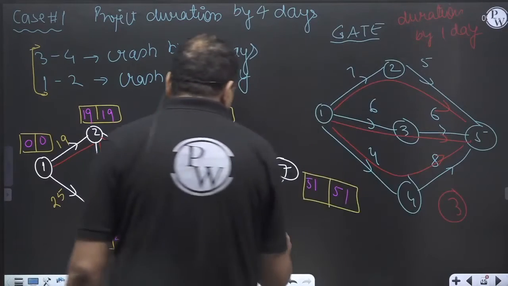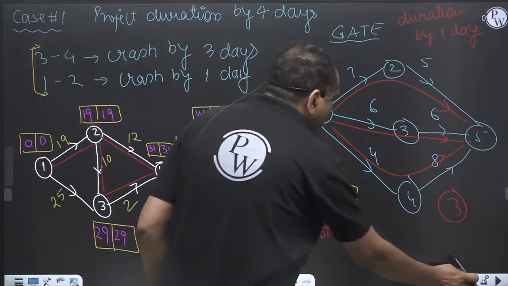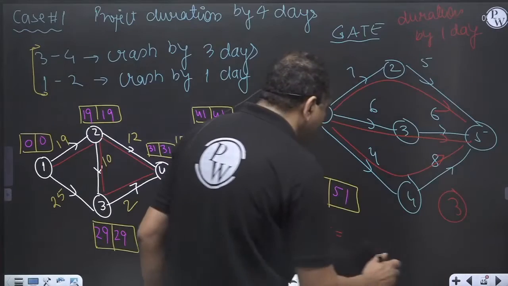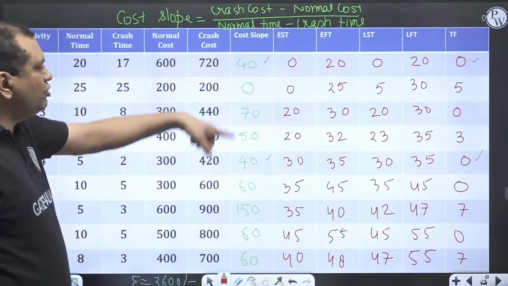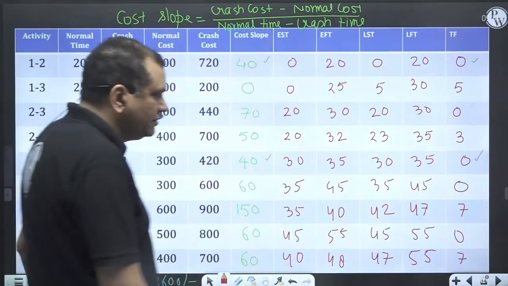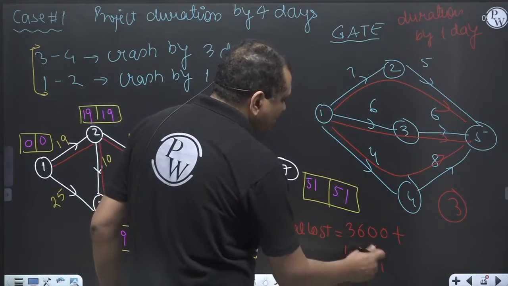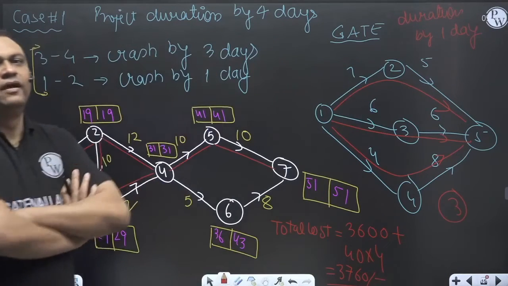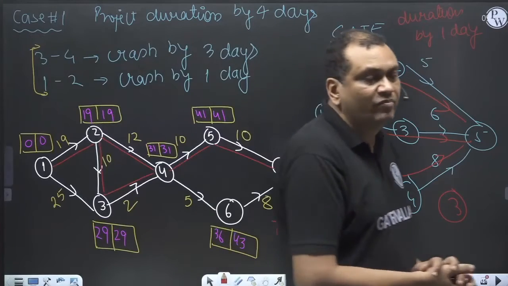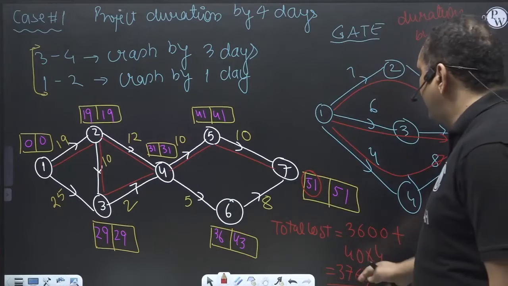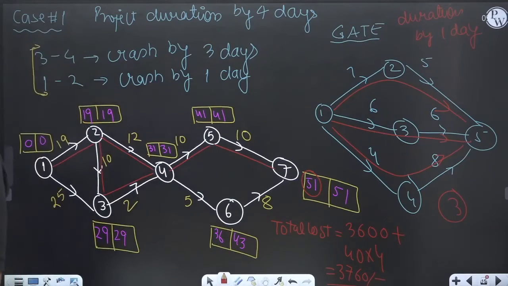So how much will be the total cost? Normal cost was 3600 plus cost slope is 40, and I have done 4 units of crashing. 40 into 4, so 3760. That will be the cost of crashing. Now the project completion time is 51 days and the cost is 3760. That is the answer of your first problem. Okay.